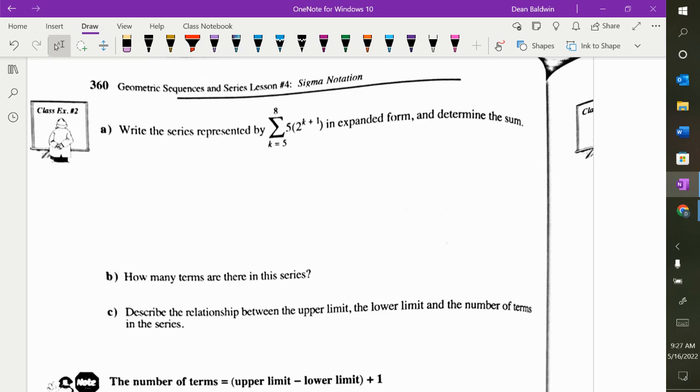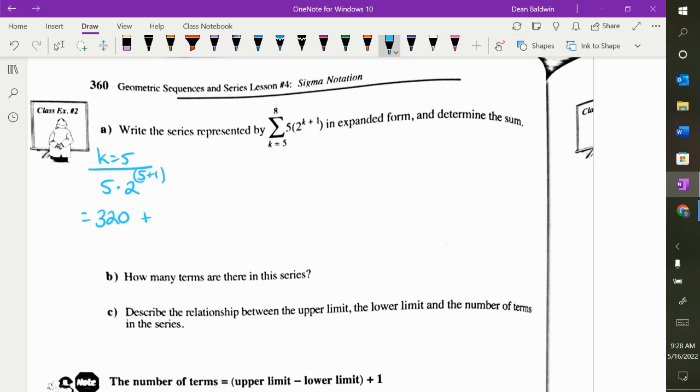Welcome. All right. So what number do I put in first? 5. 5 goes in for K. So when K is equal to 5, I get 5 times 2 to the 5 plus 1. That's going to give me, what's 2 to the 6? 2 to the 5 is 32, 64. 64 times 5 is 320. Is everybody just going to nod their head in agreement with me? Oh, you did it? Perfect. Okay. That's K is equal to 5.